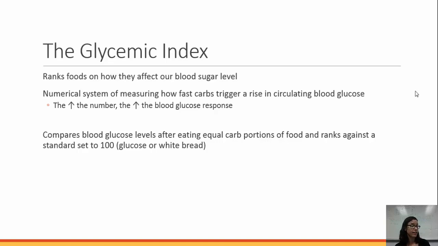So interestingly enough, table sugar or sucrose actually has a glycemic index of 92. So white bread actually raises blood glucose faster than straight up table sugar. So that's kind of surprising. Also surprising is that baked potatoes have a glycemic index of 121, so they actually raise our blood glucose very quickly.